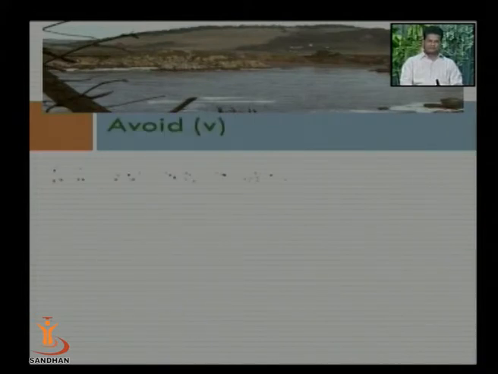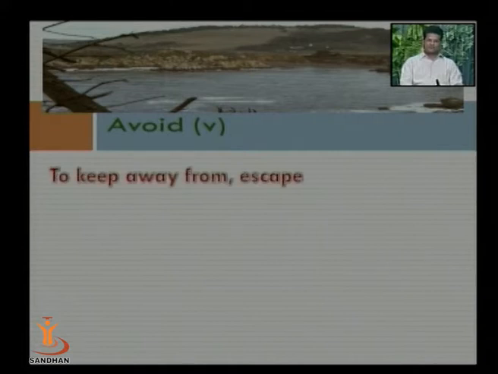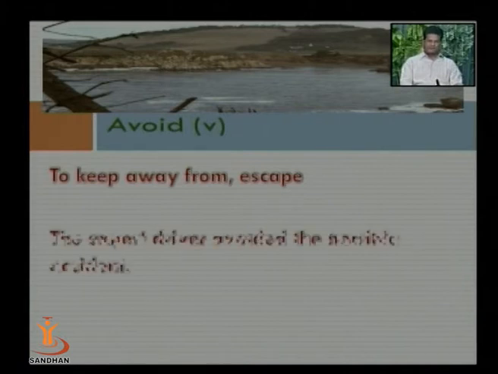Avoid, which is used as verb, meaning to keep away from or escape, to run away, to not face anything. Expert driver avoided the horrible accident. Here, a driver who is an expert avoided the horrible accident because of his experience.